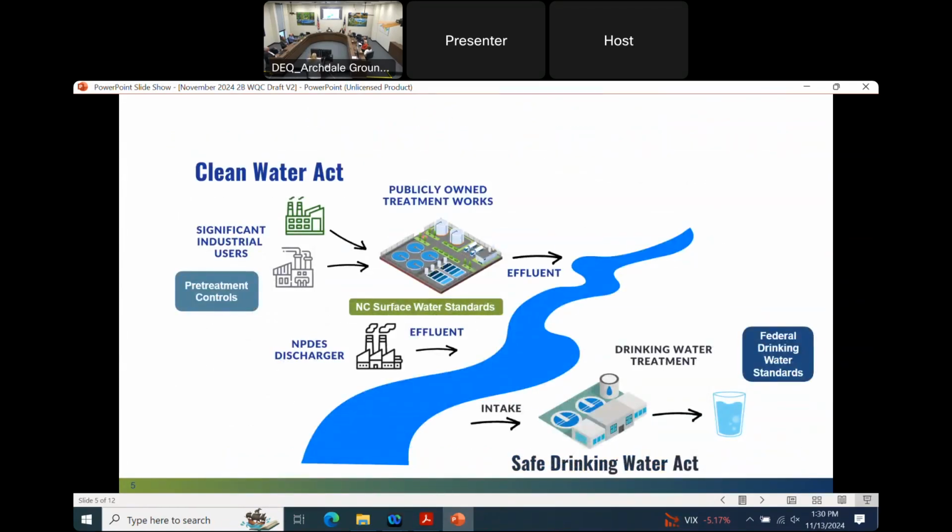Again, just to remind you, the significant industrial users are the industry that discharge to the POTW, and then they discharge to the streams. The NPDES dischargers are the direct dischargers that go directly to the stream. We write the permits for the direct dischargers.